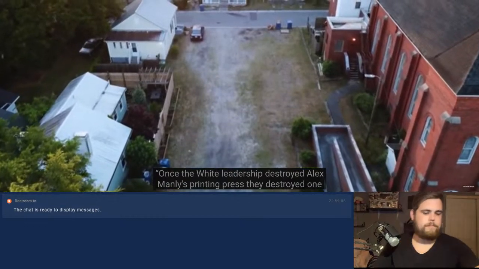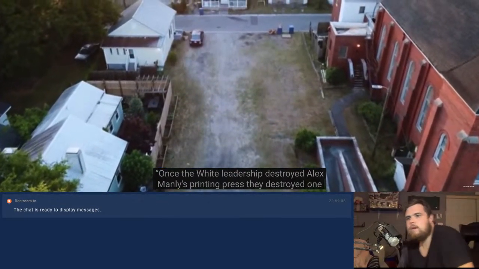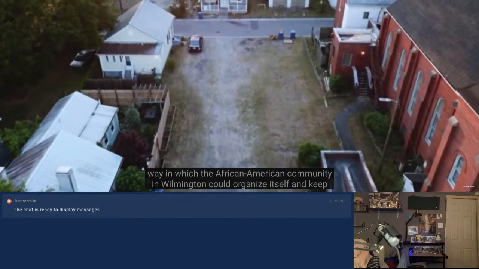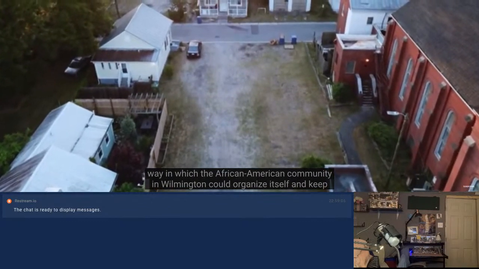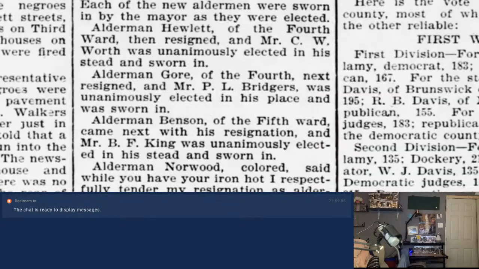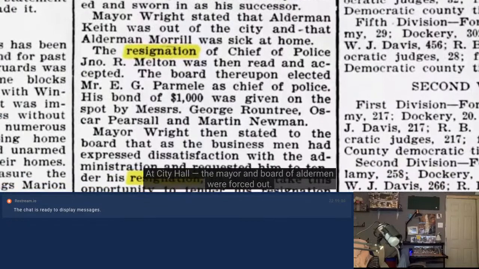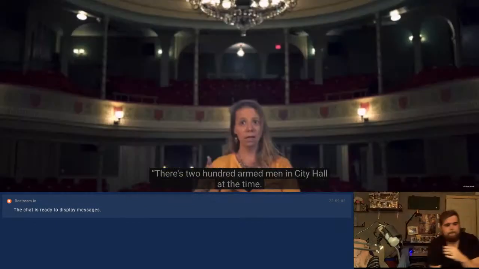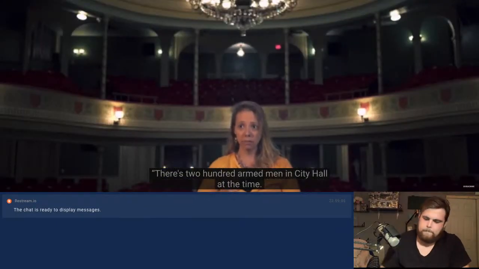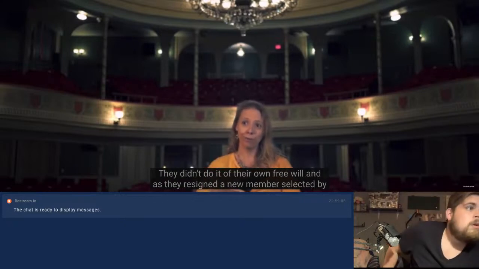Once the white leadership destroyed Alex Manley's printing press, they destroyed one way in which the African American community in Wilmington could organize itself and keep itself informed. At City Hall, the mayor and Board of Aldermen were forced out. There's 200 armed men in City Hall at the time. They didn't do it of their own free will.